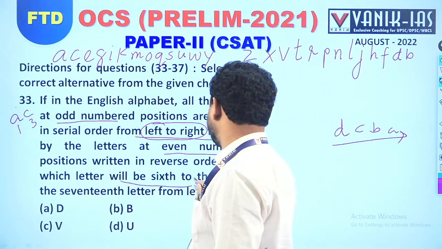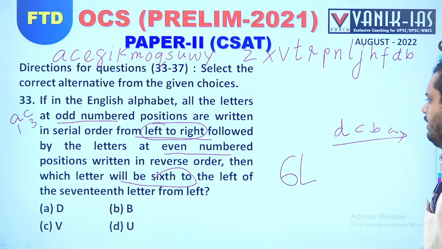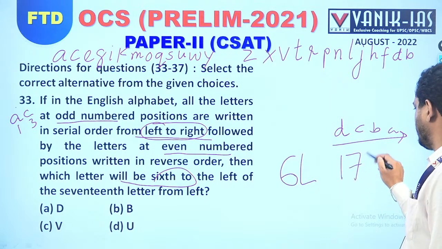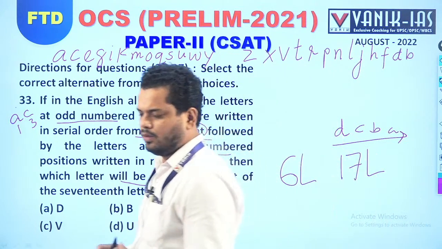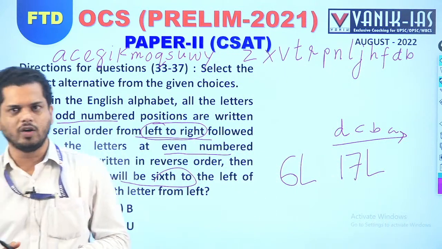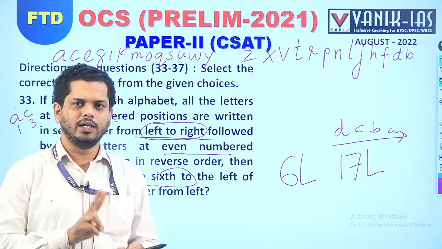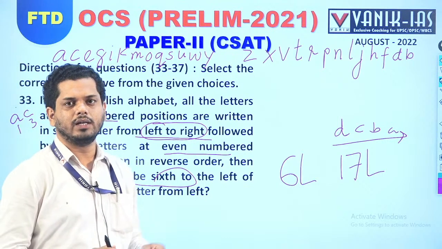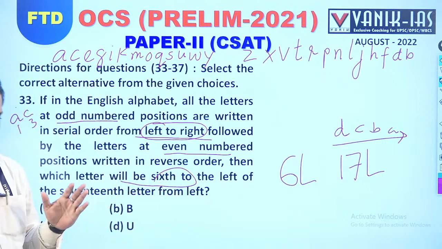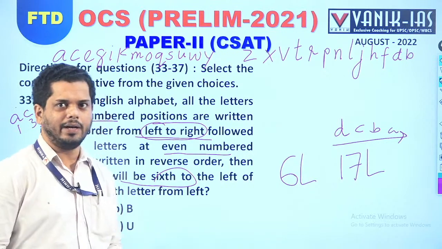Which letter will be 6 to the left of the 17th letter from the left hand? If the direction is the same, then we have to go for a difference. This is a very common formula for series. If the direction remains the same, go for a difference. And if the direction is opposite, it may be left right, it may be right left.